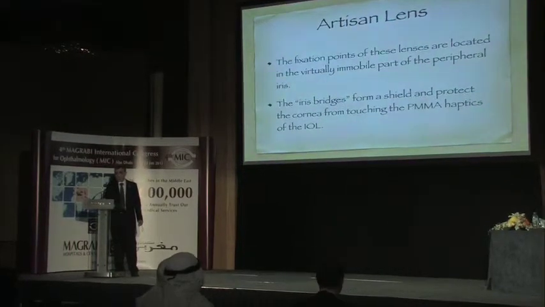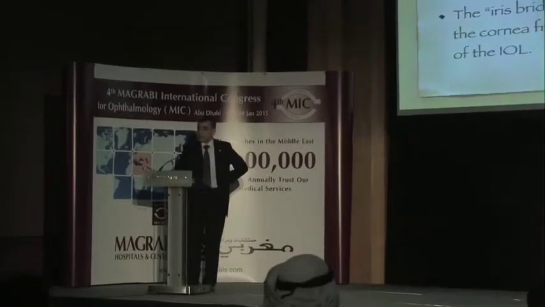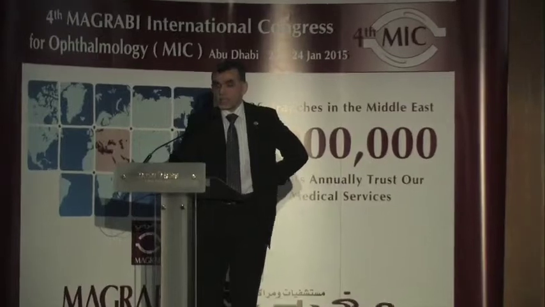The fixation points of these lenses are located in a virtually immobile part of the iris, which is the mid-periphery. The mid-periphery of the iris is not mobile. When we dilate the pupil, this area may come, but it will not move. And the iris bridge that is put in the enclavation itself protects the PMMA part of the lens from touching the cornea. So it's safe for the cornea if we are afraid to touch the cornea.